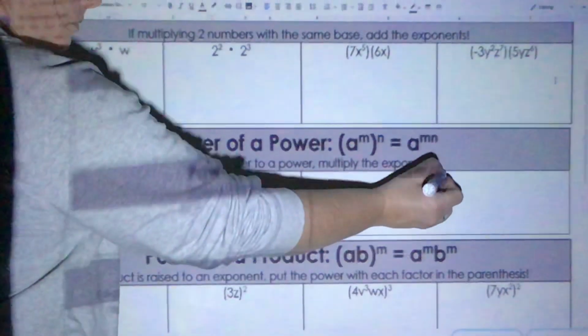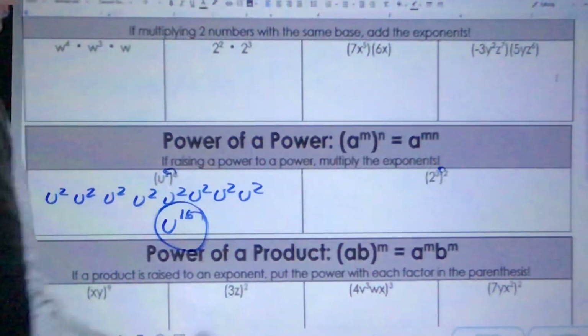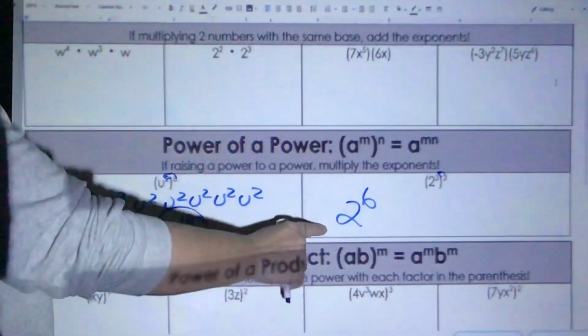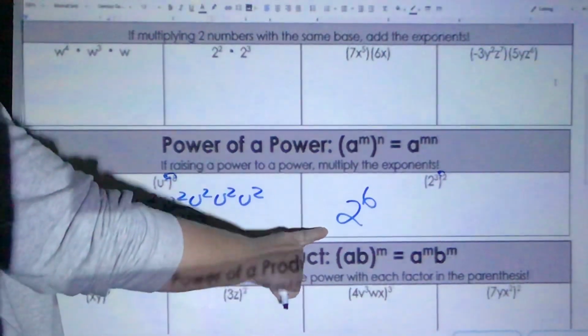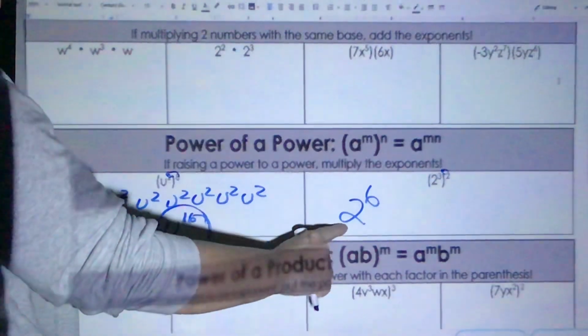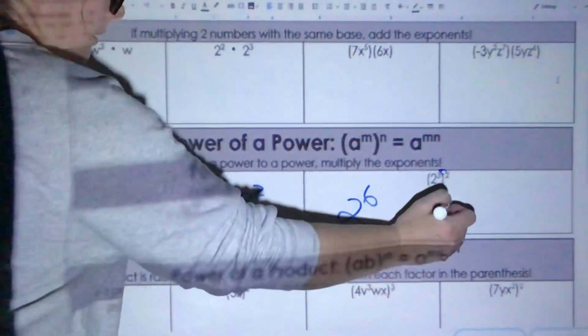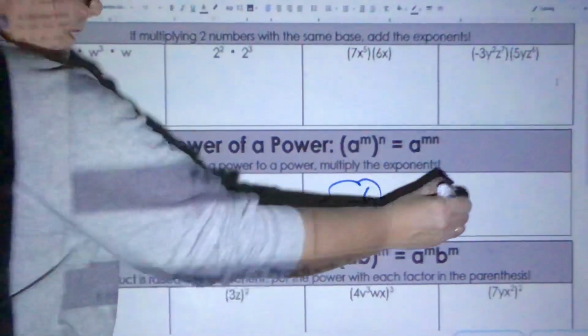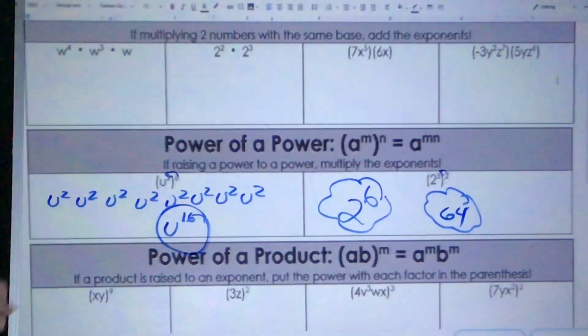Here, if I use the rule, I'm going to multiply 2 and 3, and I'm going to get 2 to the 6th power. Again, because this isn't a very large number, I know that 2 to the 5th power is 32. 2 to the 6th power is just double that, which is 64. So this is exponential form, and this is standard form.